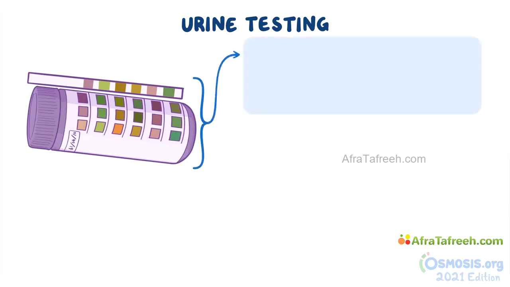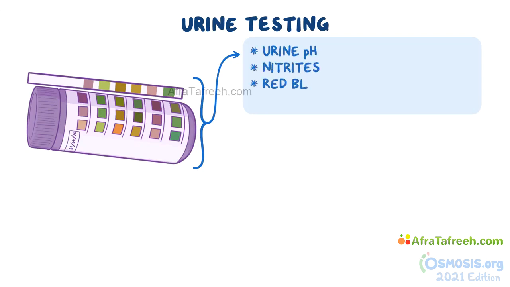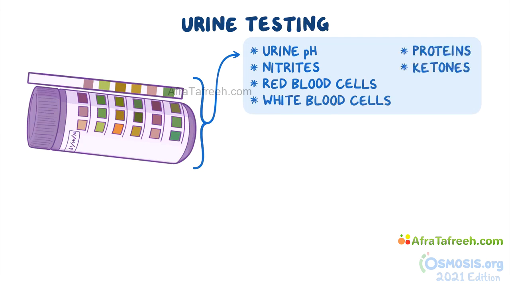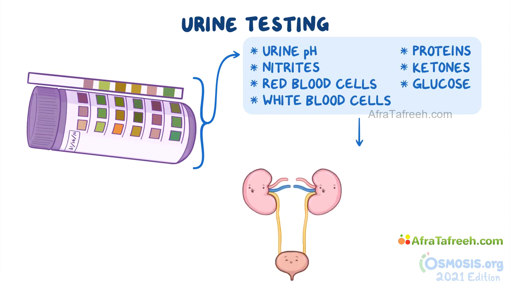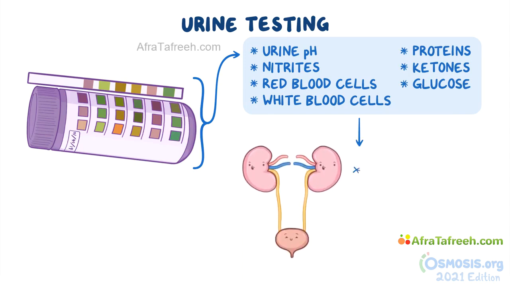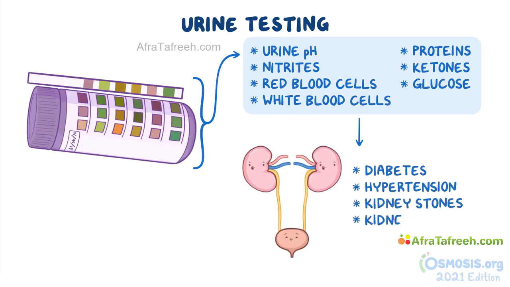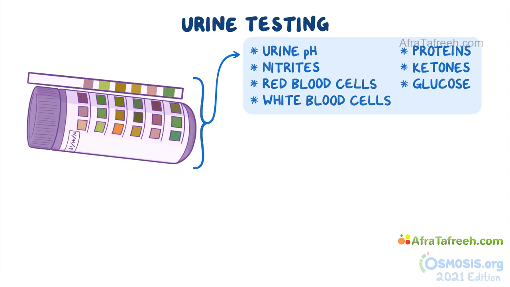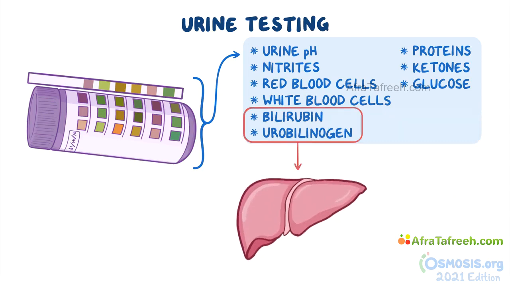Urine testing can be used to check urine pH and the levels of nitrites, red blood cells, white blood cells, proteins, ketones, and glucose. Abnormal test results can be caused by various diseases that damage the kidneys or urinary tract, such as diabetes, hypertension, kidney stones, or kidney and urinary tract infections. It can also detect abnormal levels of bilirubin and urobilinogen, which could be a sign of liver disease.